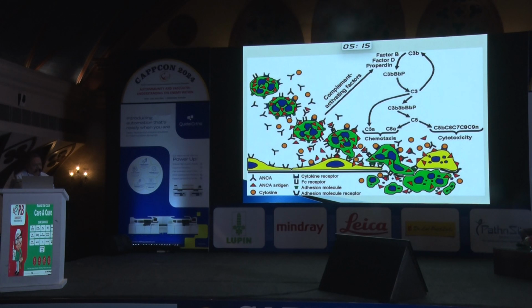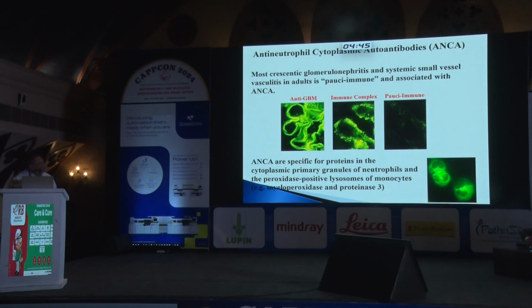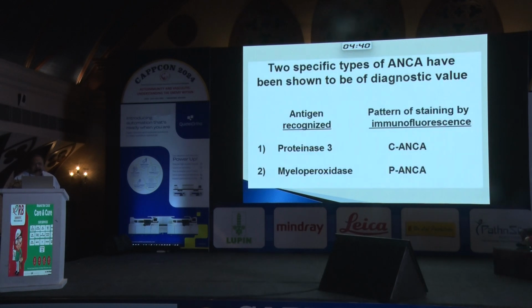So this is how the complement is activated. We have these neutrophils which are expressing their MPO and PR3 on the surface, bound to antibodies, and these release the complement activating factors, the factor B, D, and properdin. The alternate pathway is activated. We have the complement cascade, and they finally further amplify the damage. So that is how the vascular endothelial cell is damaged, and these cause vasculitis and crescent formation.